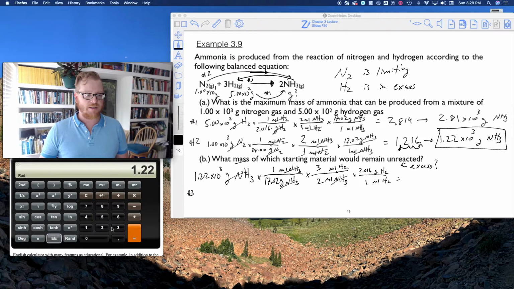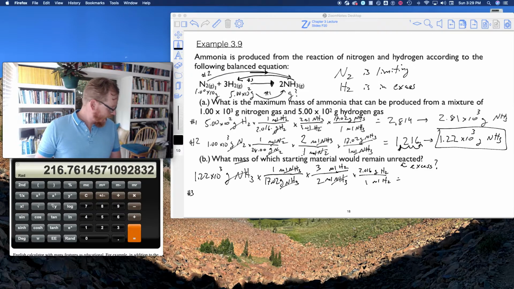1.22 times 10 to the 3 equals, so that's that first number. I'm going to say times 1 times 3 times 2.016. So times 1 is the same number. So times 3 equals times 2.016 equals. And now I'm going to say divide by 17.02 equals. And then now I'm going to say divide by 2 equals. And yes, that's the number that I'm supposed to get. Okay. And so that's 216.7 something or other. 3 sig figs would make this 217.